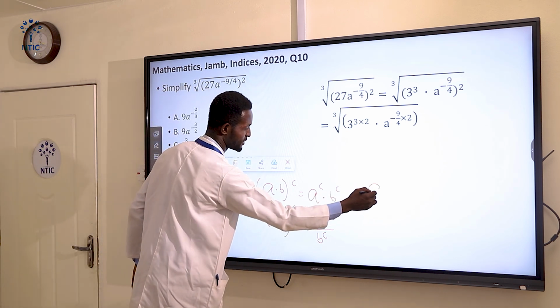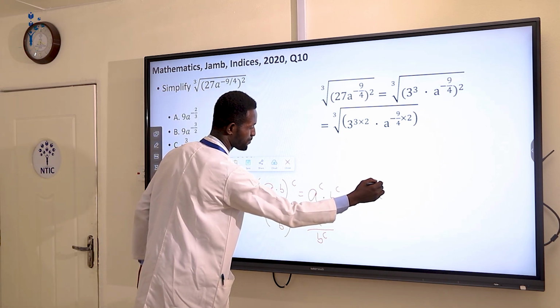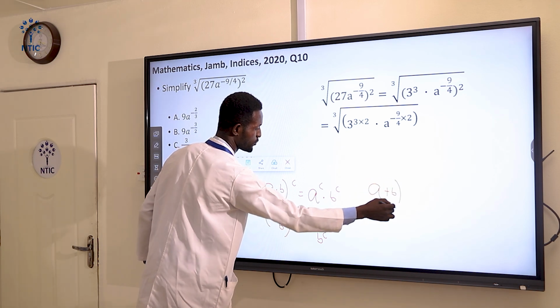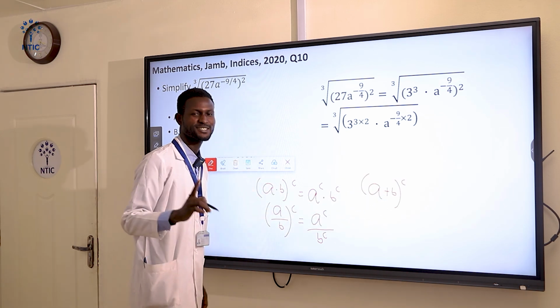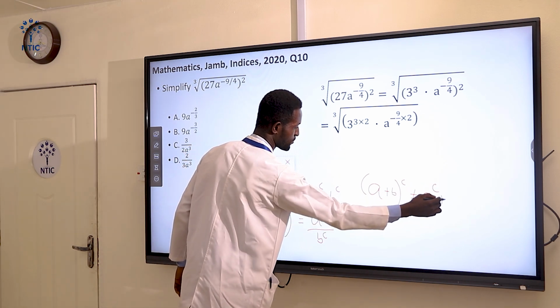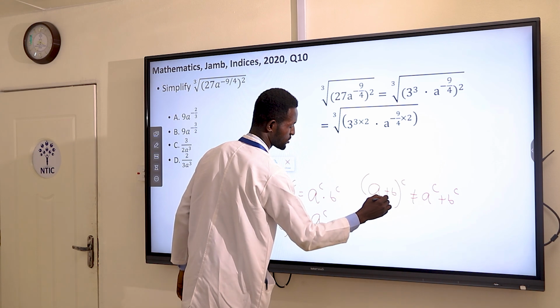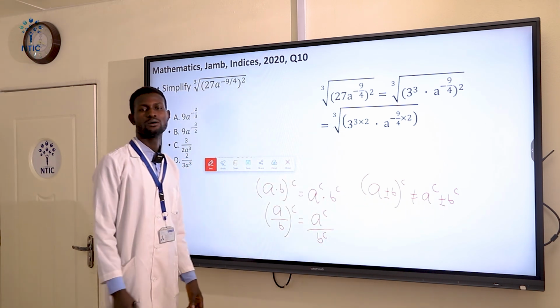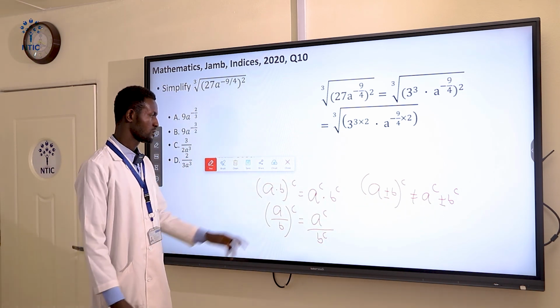But it does not work for addition and subtraction. What I'm trying to say is, if you have a plus b raised to power c, this is not equal to a raised to power c plus b raised to power c. It's also the same for subtraction.